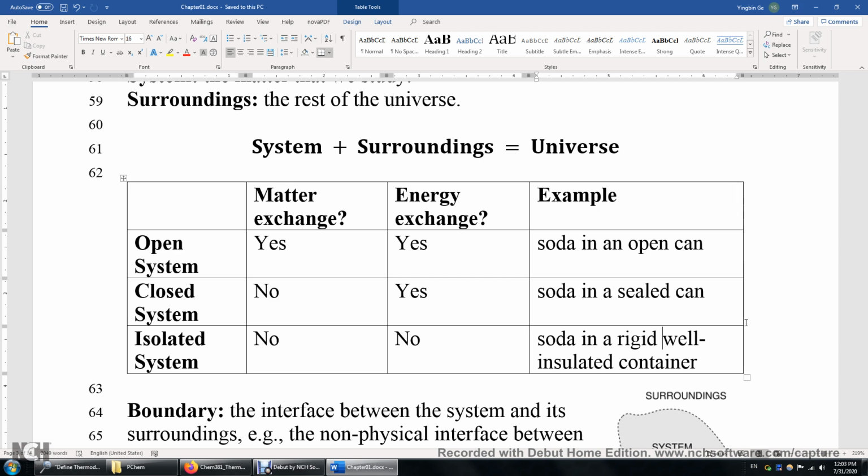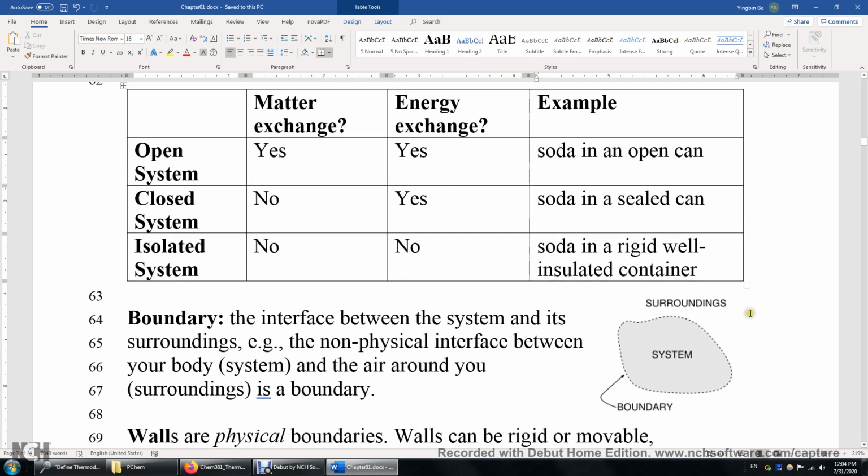For example, soda in a rigid, well-insulated container. Rigid means there's no way for the surroundings to do work on the system or vice versa. Well insulated means there's no heat flow, no heat across the boundary between the system and the surroundings. So what is a boundary? Again, the boundary is the interface between the system and its surroundings.